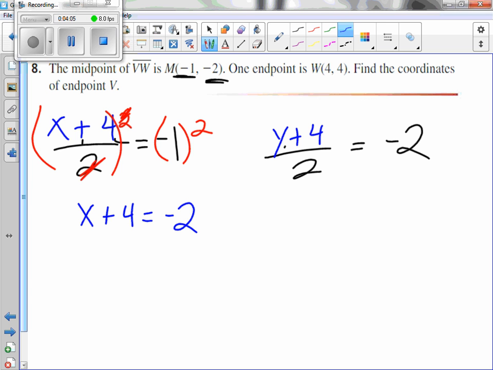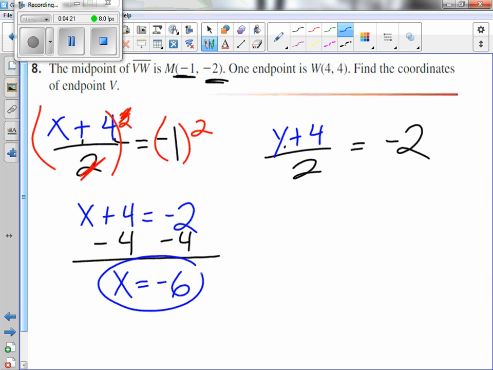Well, x + 4, we have that here. -1 times 2 is -2. Now, the last thing we need to do is we need to get x by itself. So what I'm going to do is I'm going to subtract 4 from both sides, because 4 minus 4 is 0, giving me x. -2 minus 4 is -6. There's the x value of one of the endpoints, or the endpoint we're trying to find.